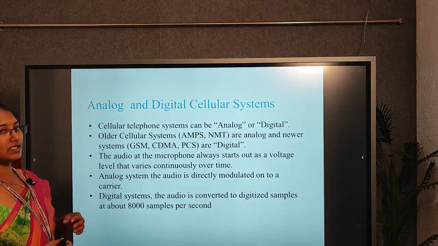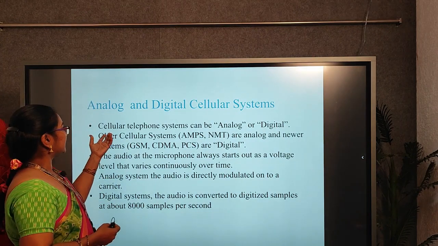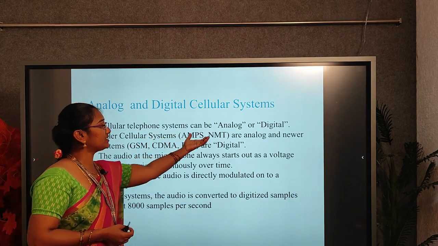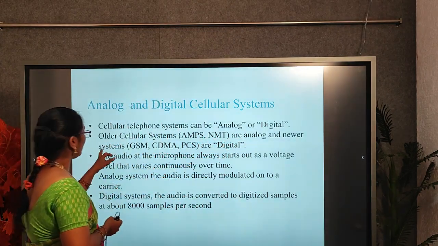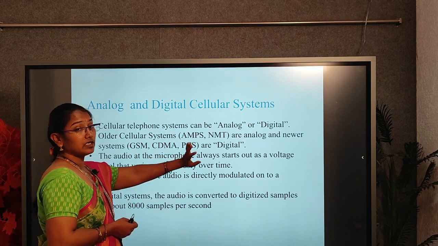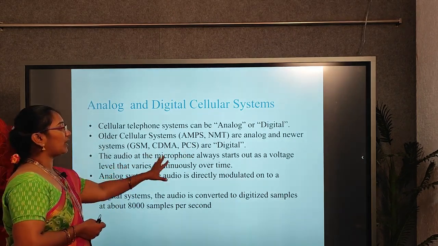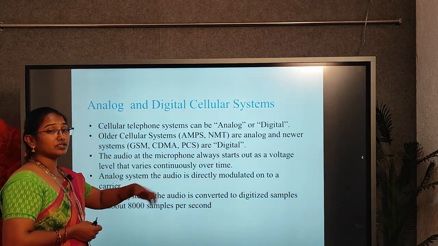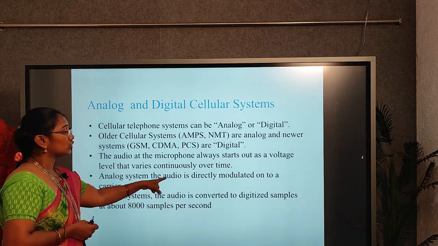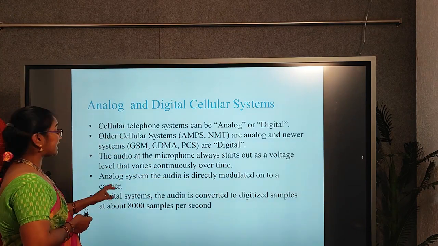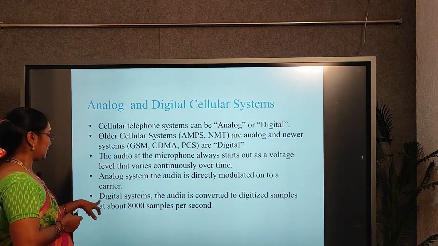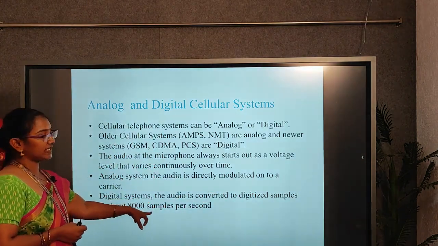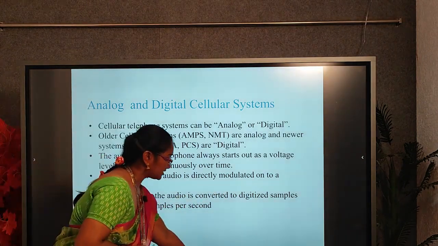Next one, analog and digital cellular systems. Cellular telephone systems can be analog or digital. Older cellular systems, AMPS and NMT, are analog, and newer systems GSM, CDMA, PCS are digital ones. The audio at the microphone always starts out with voltage levels that vary continuously over time. In analog systems, the audio is directly modulated onto a carrier. In digital systems, the audio is converted to digitized samples at about 8,000 samples per second. Okay, sampling rate, right?